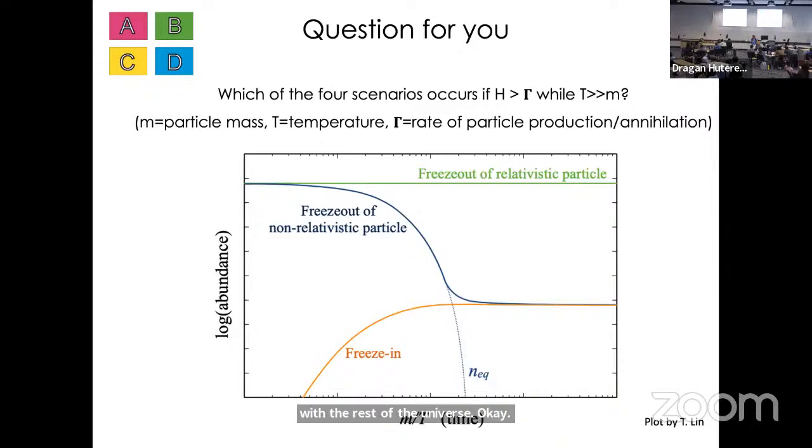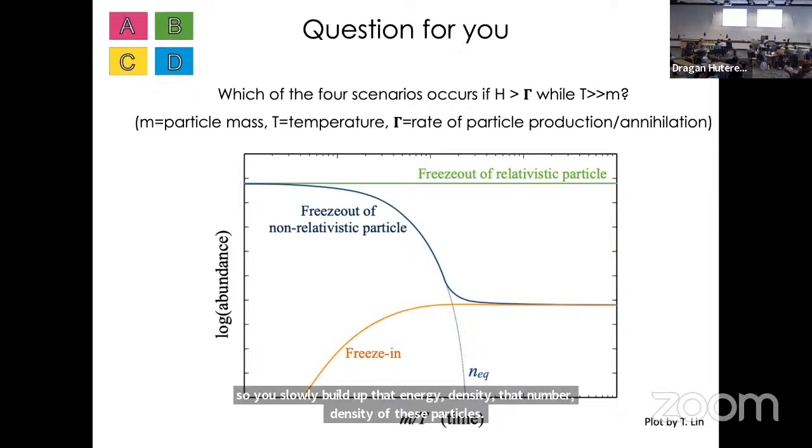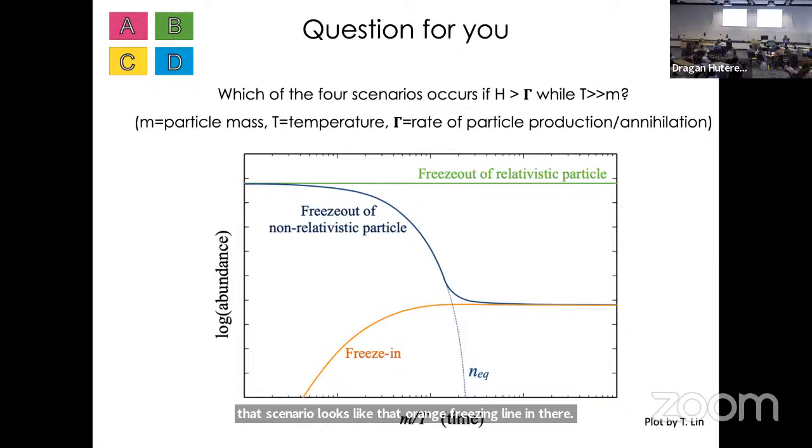Maybe the interactions that it has are just simply completely tiny. And so it was kind of leaking into the thermal bath through annihilation of some pairs of standard model particles, but never so strongly that it would maintain the temperature of the rest of the plasma. And so you slowly build up that energy density, that number density of these particles, and that scenario looks like that orange freeze-in line there. So people talk about freeze-in, just to throw some words out there in case you read the papers, in the context, for example, of millicharged dark matter and other scenarios that may involve dark photons, dark radiation, and things like that, which I will not have the time to talk about right now.